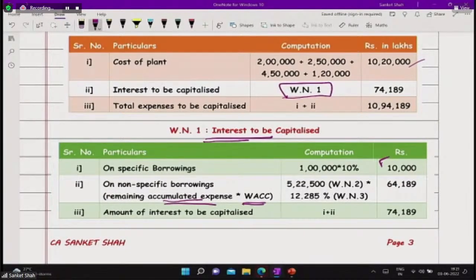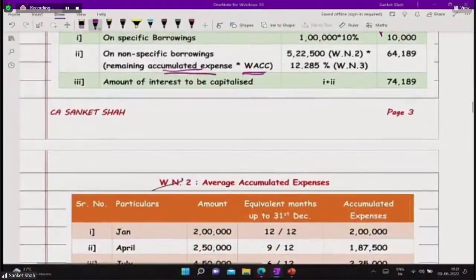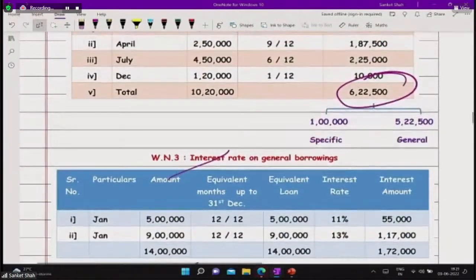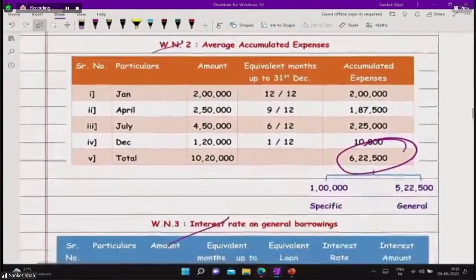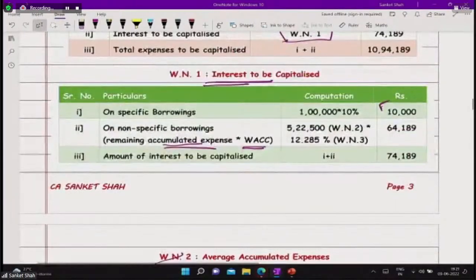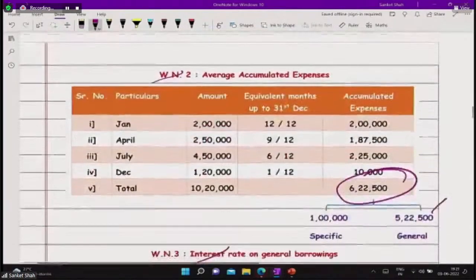अभी एक्यूमुलेटेड एक्सपेंस मतलब क्या, तो वर्किंग नोट 2 में, और वेटेड एवरेज रेट इसमें आने वाला है। एक्यूमुलेटेड एक्सपेंस मतलब, 2 लाख को 12/12, 2,50,000 को 9/12 और 622,500. पर 622,500 में से 1 लाख का तो आपने लोन लिया है स्पेसिफिकली, तो जनरल बोरिंग कितना बचा, 522,500, तो वो आपने लिख दिया.